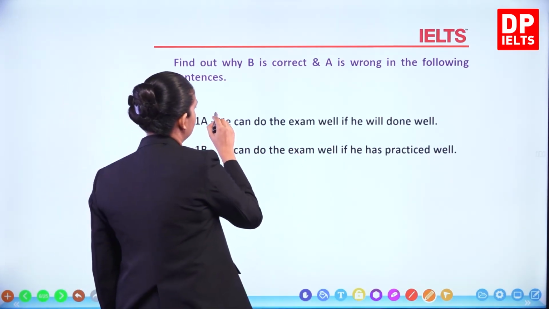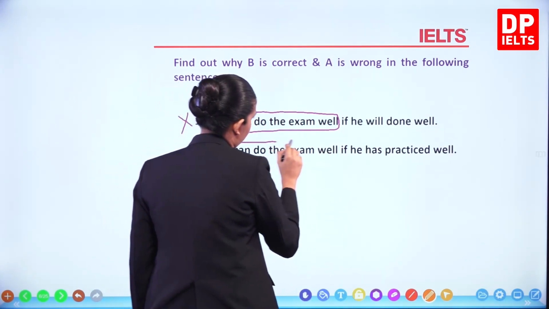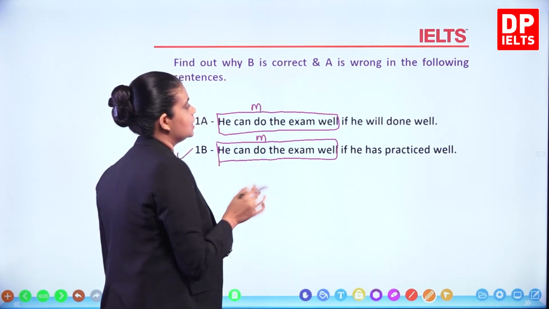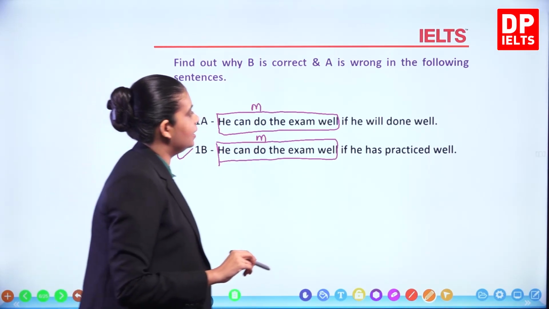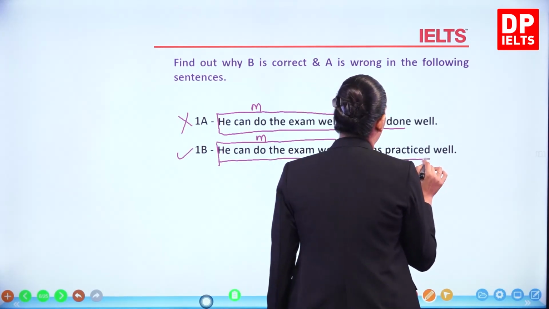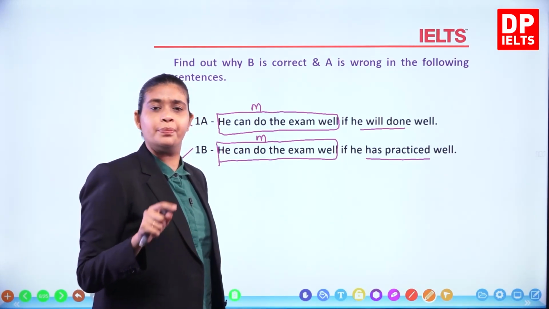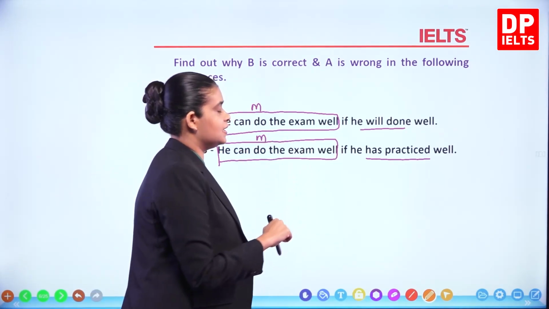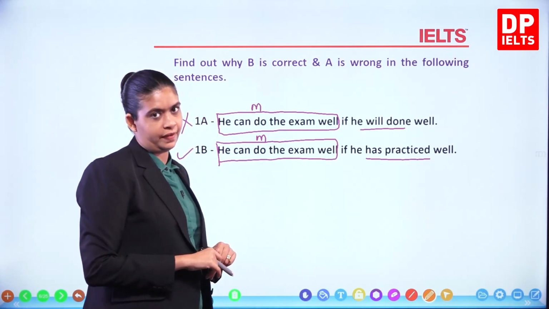So this bit here is the main clause. This is the main clause and this is the main clause. Seems fine. The main clause is fine because you have the modal plus the base form of the verb. If he will done well, if he has practiced well, okay? So what you have to remember is that the tense could be present tense or present perfect if it is likely to happen. So will is in the future, therefore we can't take it. So B is correct, okay?